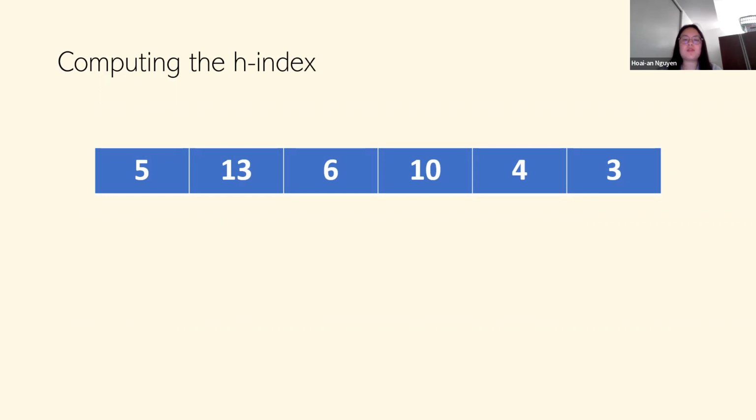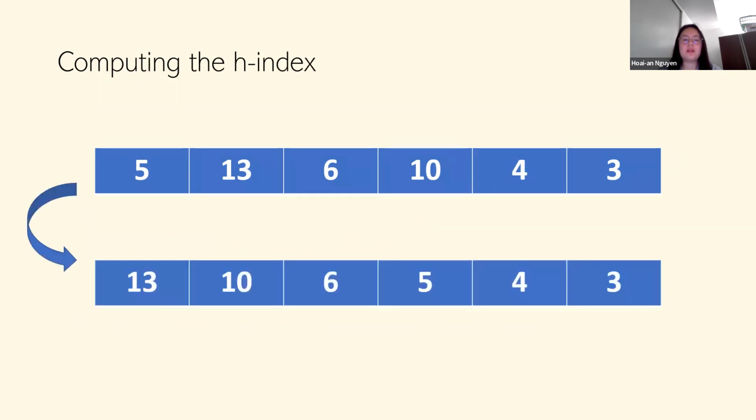To give a better visualization of exactly what the h-index is, I'm going to run through the O of n classical way to calculate this. Let's say that this is our input array A, and here n is equal to 6. The first thing we're going to do is just sort the array in decreasing order.